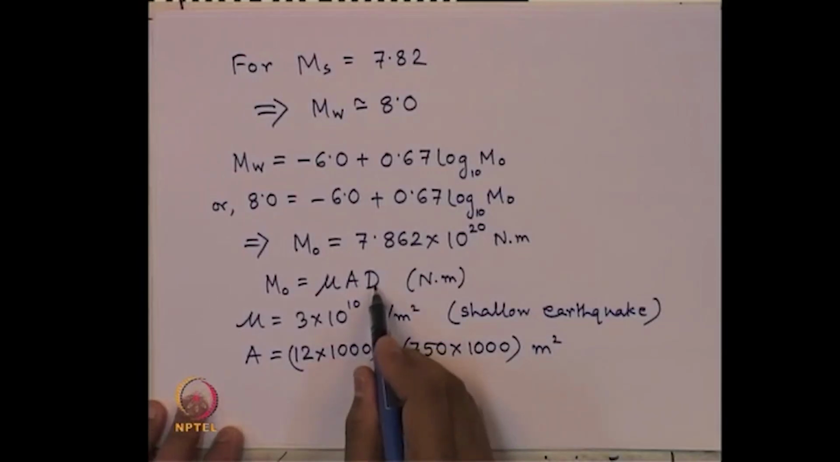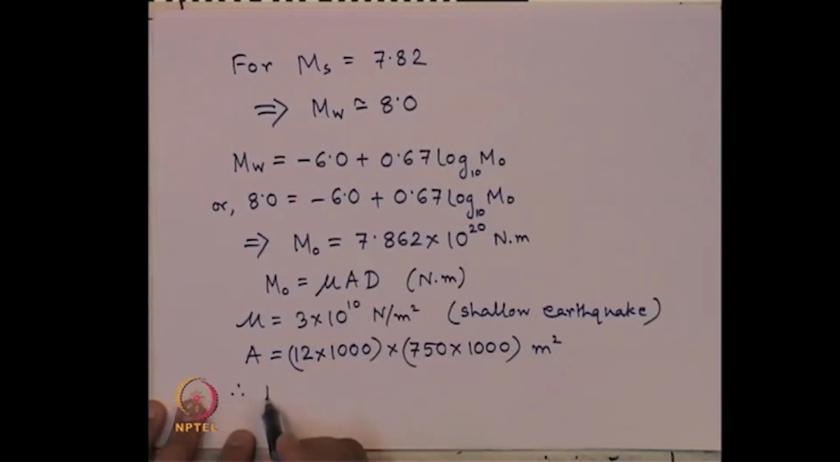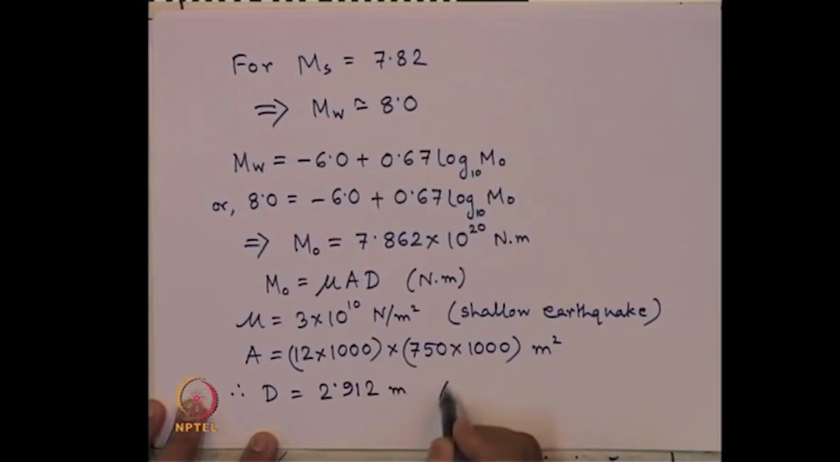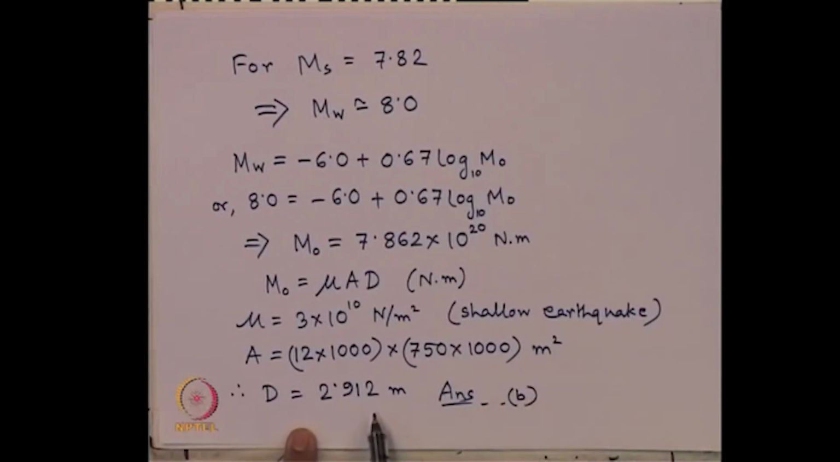Now, we have to calculate d, that is the amount of slip. Therefore, putting this value in this equation, you get d coming out to be 2.912 meters. That is the answer of part B, the last part. That is, this is the amount of slip by which the fault will rupture, or the two plates of the fault will move with respect to each other, 2.912 meters. Fine. So, with this we have come to the end of today's lecture. We will continue further in the next lecture.